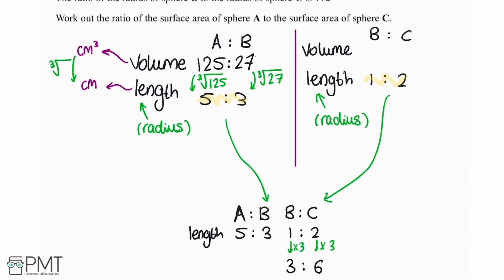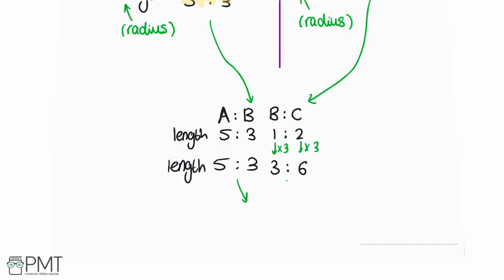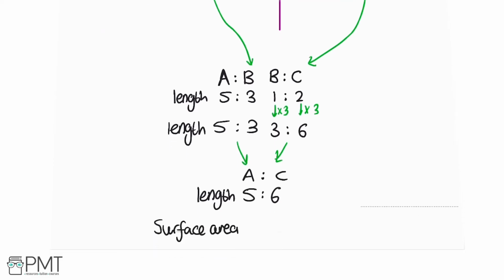And I can keep this the same. So I'm just going to bring down 5 and 3 here. From this, what we can now do is look at our ratio from A to C. Because the B's here are the same value, we've now determined that the ratio of the length between sphere A and sphere C is 5 to 6. However, the question says we need to work out the ratio of the surface area of sphere A to the surface area of sphere C. So again, to do this, we're going to use our little trick.